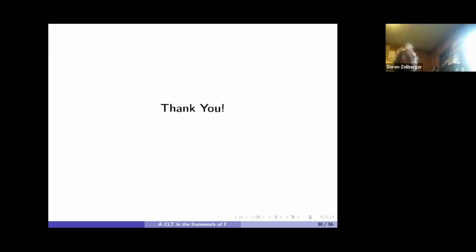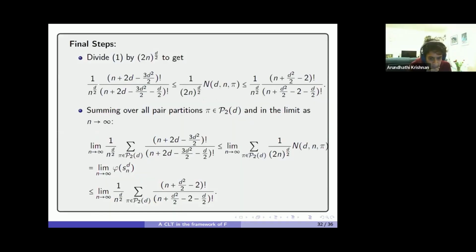But I have a quick question. You have this sandwich between the upper bound and lower bound in the limit. Can you actually compute, for special cases, this quantity, capital N of d and π, for specific π? Is it hard to compute?